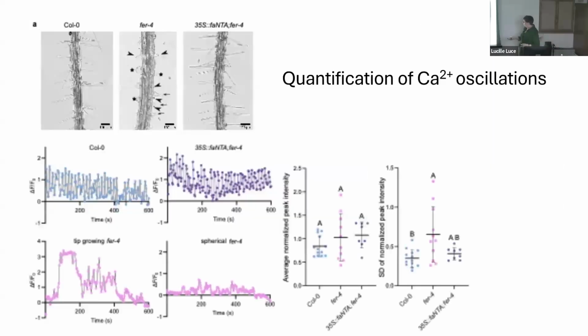We also quantified this. And again, I'm sorry about the quality of that picture. I didn't realize it did this. But what we see is in Columbia, if we just look at the oscillations, this is from one example, versus Feronia, they get very erratic. So they're kind of out of control. In the spherical root hairs, we see very little calcium. But if we add back in 35S FA Nordia, we can restore the calcium oscillations pretty much to normal.